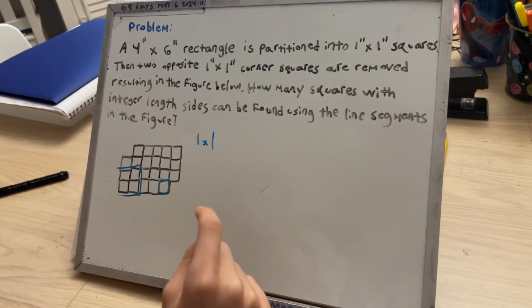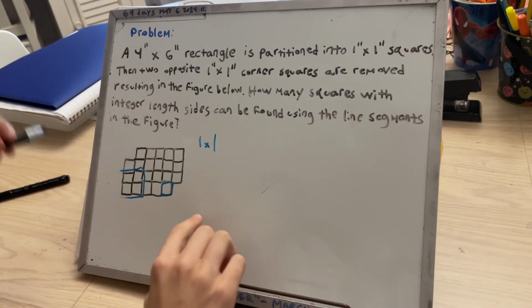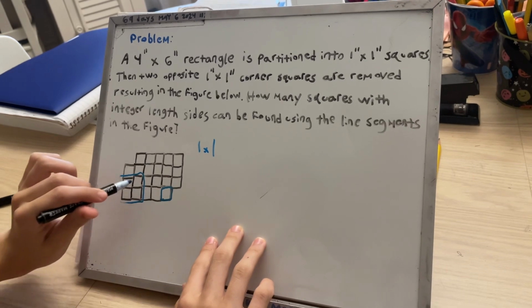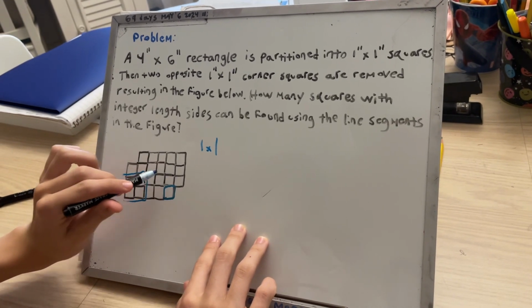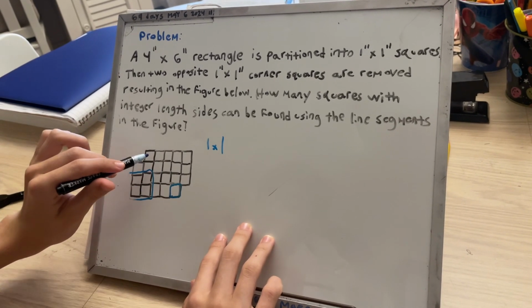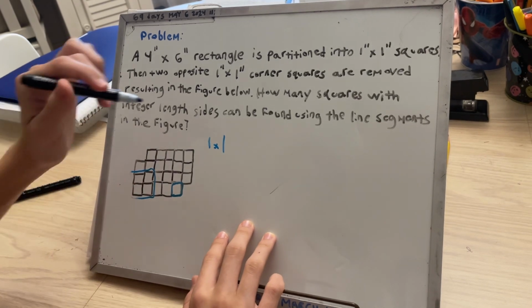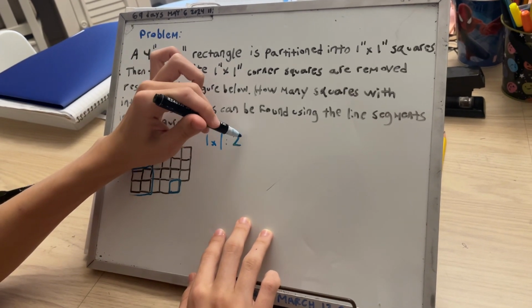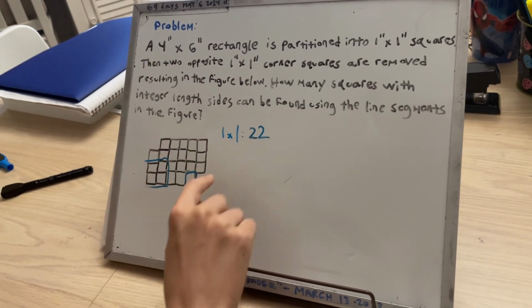For this, it's pretty simple. All I have to do is just go through this thing and count it. 1, 2, 3, 4, 5, 6, 7, 8, 9, 10, 11, 12, 13, 14, 15, 16, 17, 18, 19, 20, 21, 22. That gives us 22 1x1 squares of the smallest size.